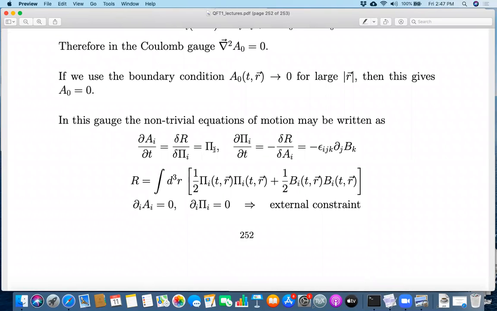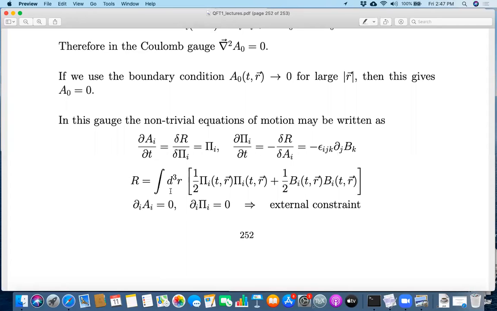So this is one of the equations. Then ∂π^i/∂t is equal to minus ∂H/∂A_i. Here nothing has changed. This remains the same form. It retains the same form. In the expression for the Routhian, I have dropped the last term, the a0 ∂_i π^i term.